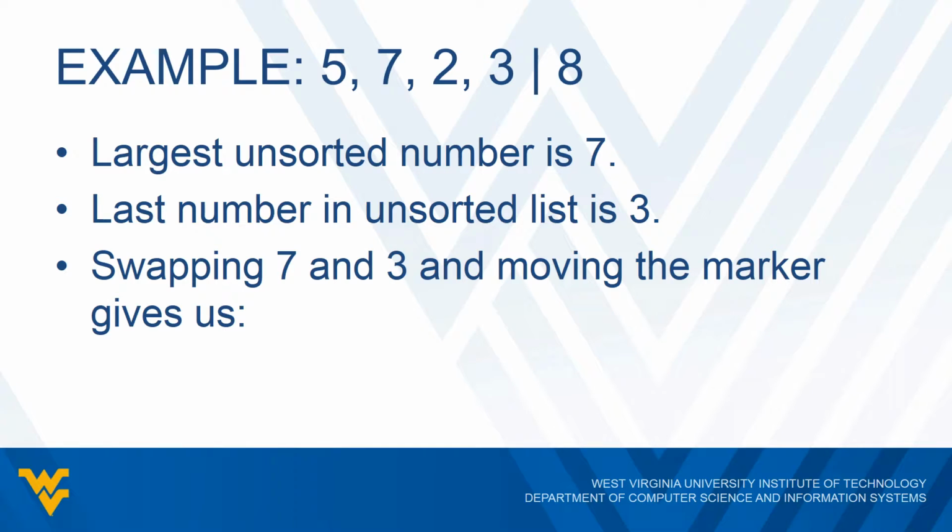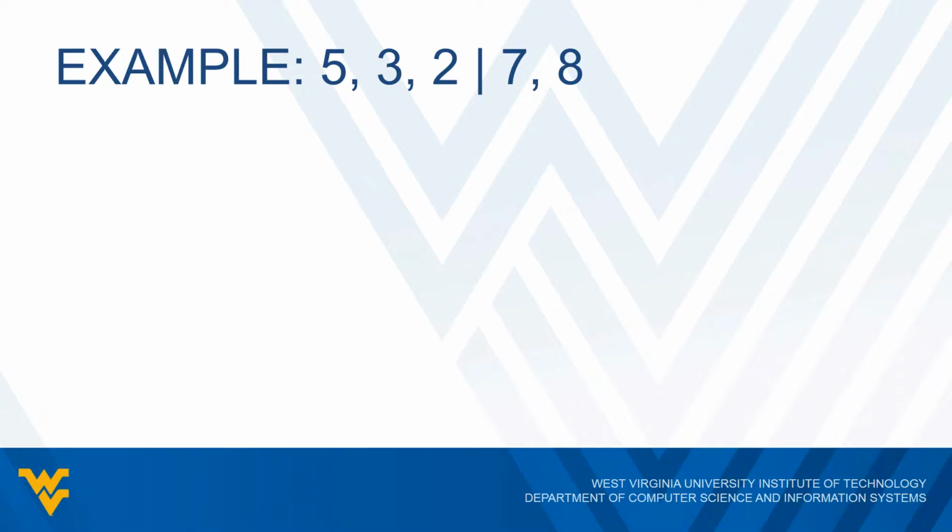So we're going to swap 7 and 3. We'll move the marker over one slot to the left again, and that gives us 5, 3, 2, the marker, and then 7 and 8. So 7 and 8 are now sorted. 5, 3, and 2 are not sorted. We still have numbers in the unsorted portion, so we're going to repeat the loop again.